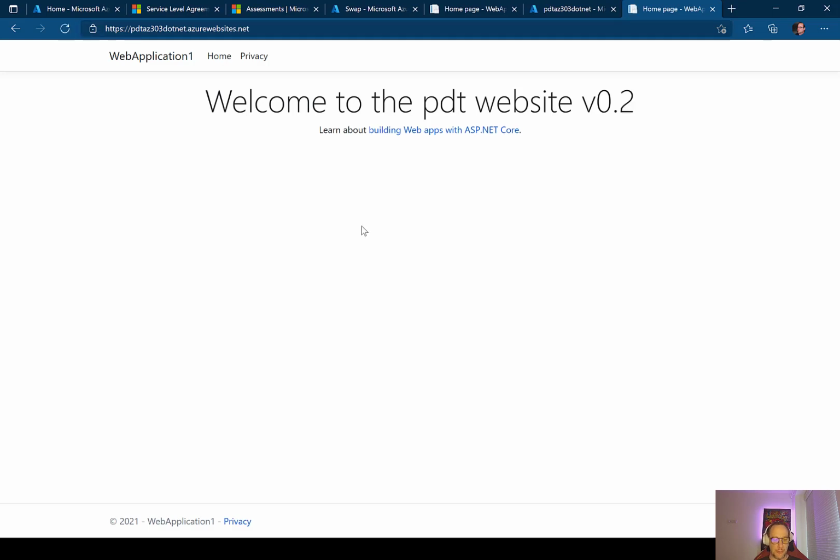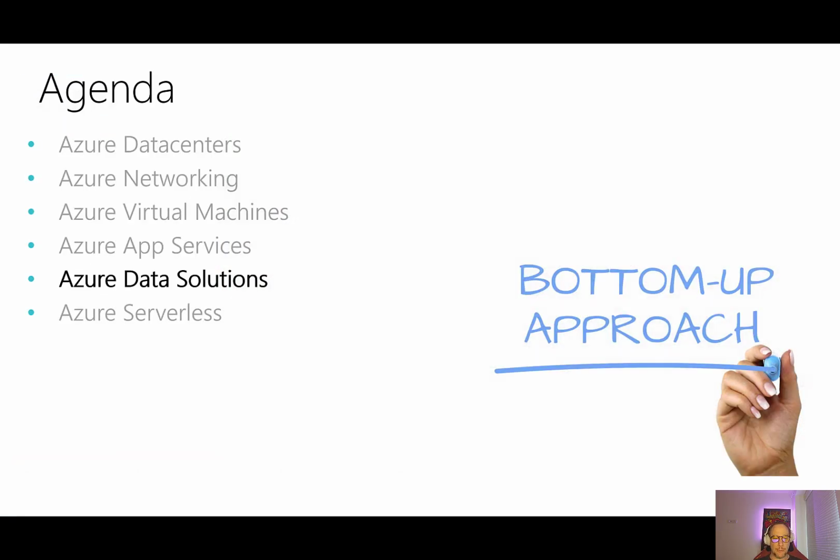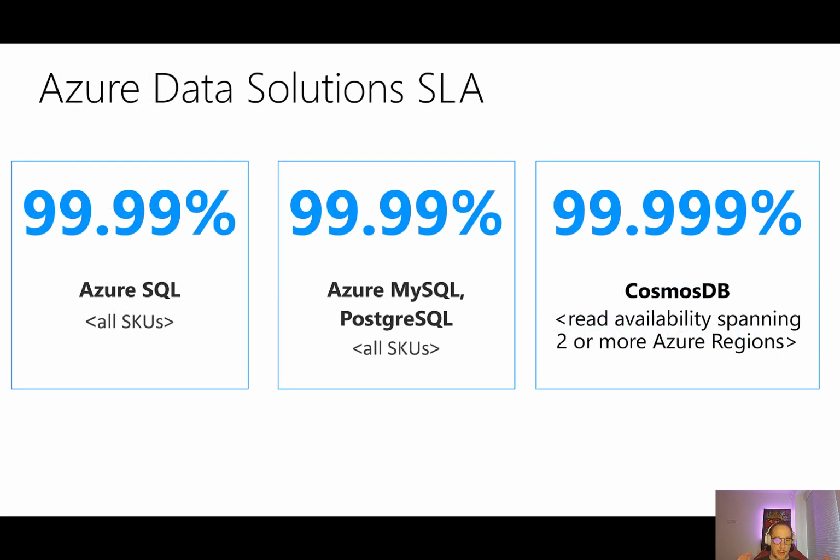But eventually, as you can see, I'm still in the production URL, but it is nicely showing me the old version of the website. 2 more topics to go, one for data solutions and one for serverless. Data solutions, I cannot really cover everything, keeping the limited time in control, but the good news is that almost any Azure database as a service gives you pretty high SLAs.